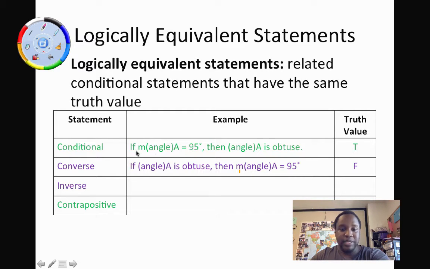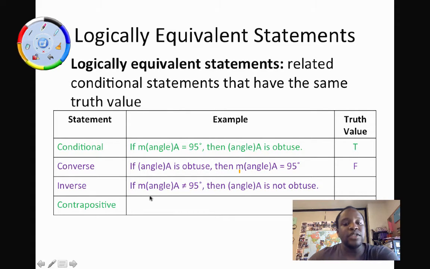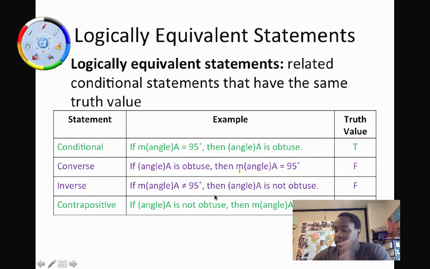The inverse is, remember, negating both the hypothesis and the conclusion. So if the measure of angle A is not 95 degrees, then angle A is not obtuse. We can say, well, the measure of angle A could be 100 degrees, which is not 95 degrees, and still be obtuse. So this is false. And lastly, the contrapositive, negating and switching. So if angle A is not obtuse, then the measure of angle A is not 95 degrees. Right. So if it's not obtuse, it can't be between 90 and 180 degrees. So therefore we know that it's not 95 degrees.